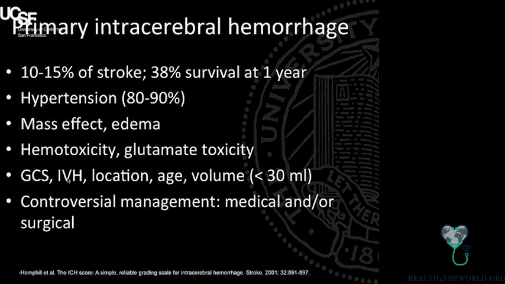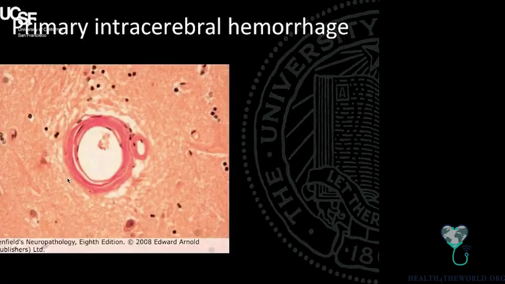There are good predictors for outcome for patients. Typically, their initial Glasgow Coma Scale, the presence or absence of IVH or intraventricular hemorrhage, and where this bleed is located. Often in the brainstem, things are more problematic. Older patients tend to not do as well, and anything with a volume less than 30 tends to do better, but greater than 30 tends to not do as well. So management of hypertensive bleeding, obviously medical management is still the standard of care, but there are growing practices that are looking at surgical interventions for intracerebral hemorrhage.